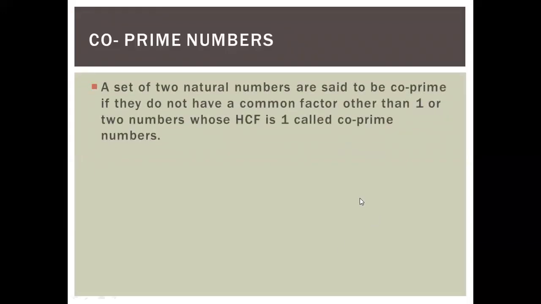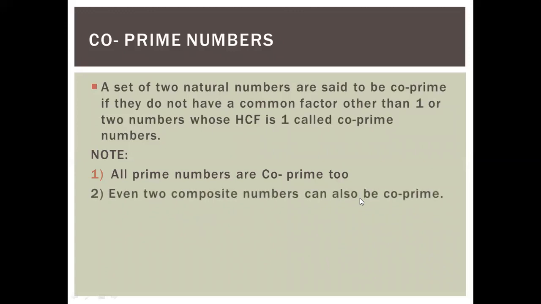Please note down this definition. A set of two natural numbers are said to be co-prime if they do not have any common factors other than 1. That is, the HCF, highest common factor, is only 1. Children, all prime numbers are co-prime. You know that in prime numbers, if we find the common factors, we will get only 1.